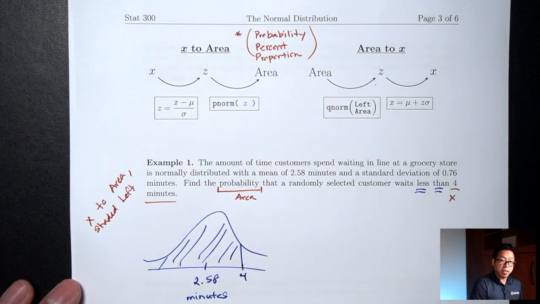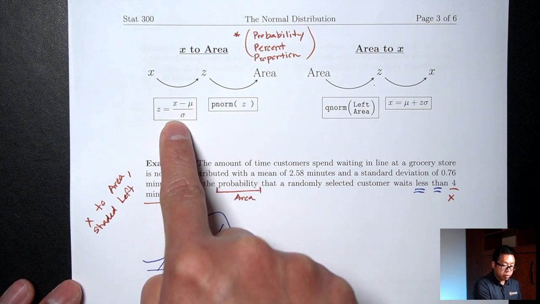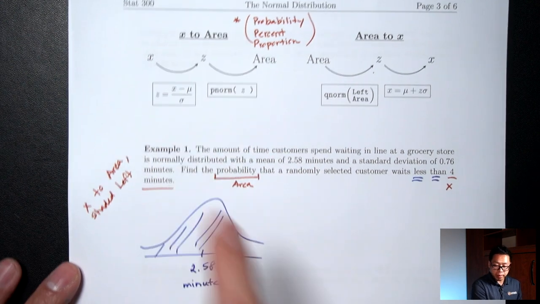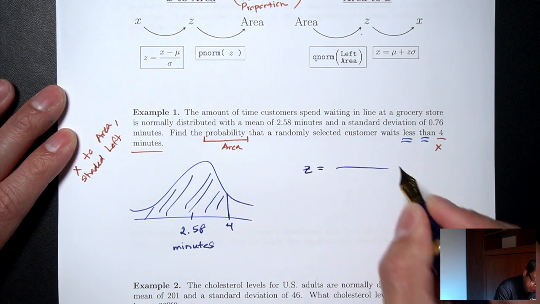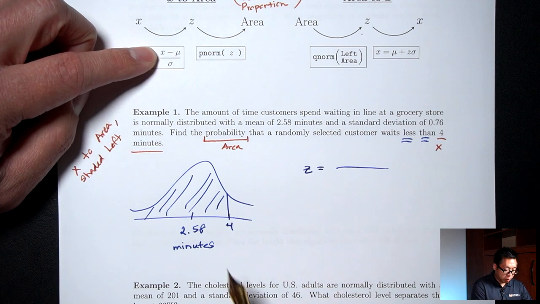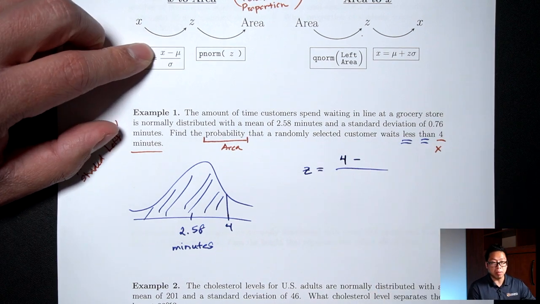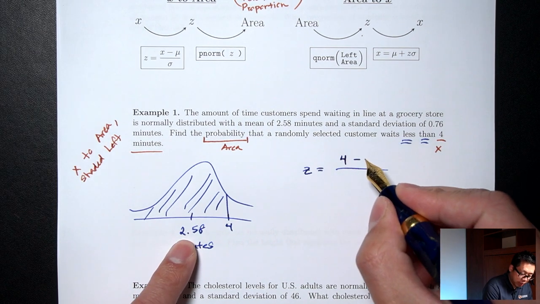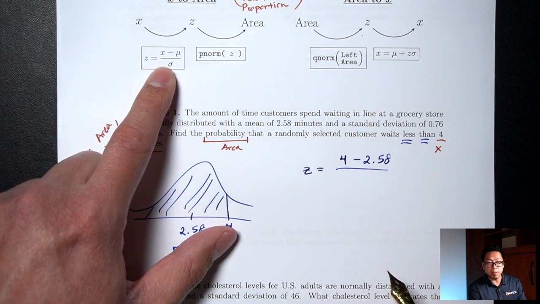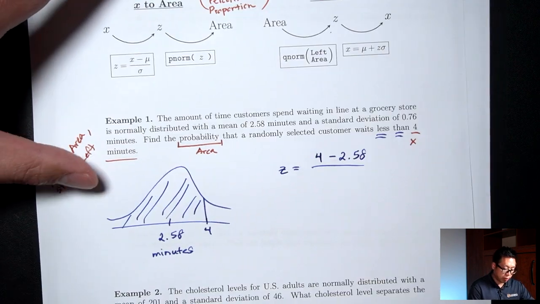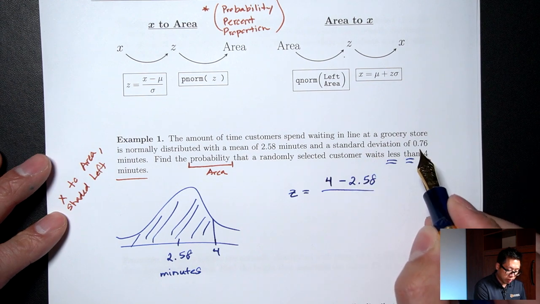Now we just follow the diagram. We said it was x to area. The first thing we need to do is go from x to z using this z-score formula. x we said was the 4, minus mu, that's the mean, which is this 2.58, and then over sigma. Sigma is the standard deviation. What is the standard deviation here? Standard deviation, 0.76.